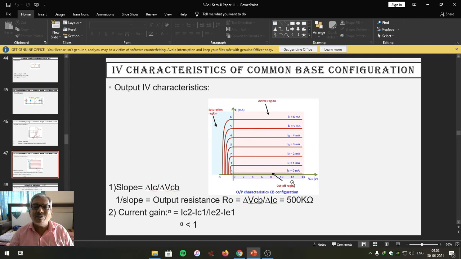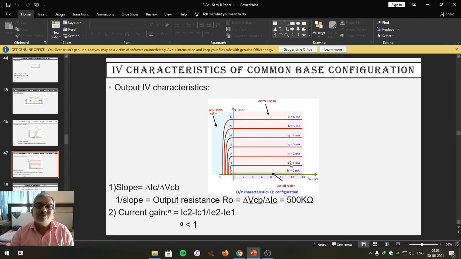So these are the graphs of IC versus VCB when IE is constant. This is the graph for IE equal to 0 milliampere. This is the graph for IE equal to 1 milliampere. This is the graph of IE equal to 2 milliampere, and so on. So it is a graph of IC against VCB when IE is constant.